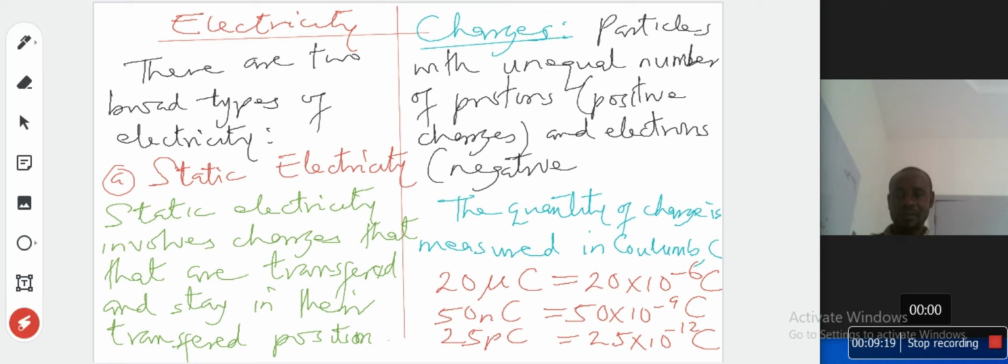So before I move on to the next page, I've said that there are two broad categories of electricity. We start with static electricity. We look at the next one, current electricity. That will be a different discussion. So static electricity involves charges that are transferred and stay in their transferred position. And obviously charges are particles with an unequal number of protons, positive charges, and electrons. Electrons are negative charges.